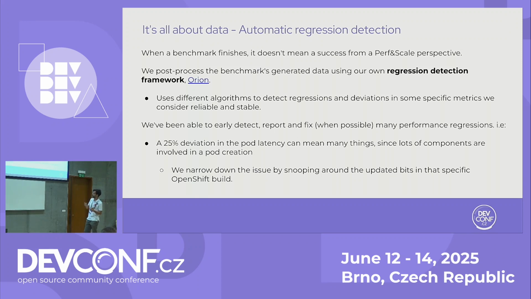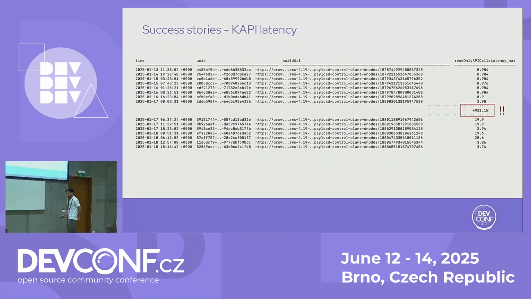let's say that a 20% or 25% deviation of pod latency can mean many things, because a lot of components are involved in a pod creation. What we do is narrow down the issue by snooping around the modified bits and what changed between the current version and the previous one, in order to identify the bad commit or the mistake. Yeah, this is a nice example from earlier this year.